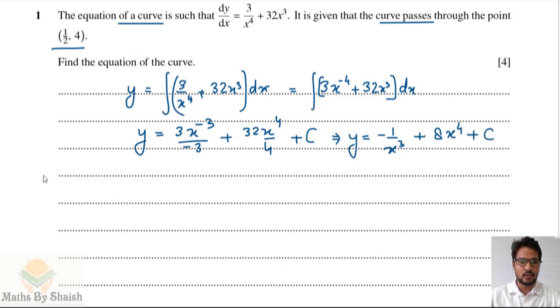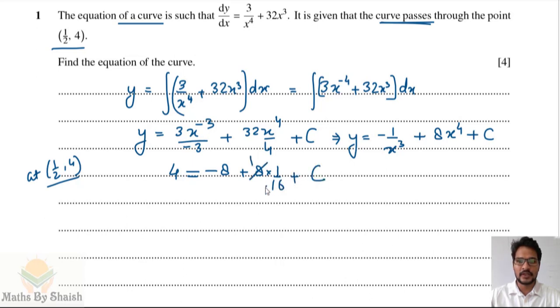And now it is given that (1/2, 4) is lying on the curve. It passes through this point. So at (1/2, 4), this will satisfy. It means y equals 4 and x equals half. So 1 upon 2 cube, that is 1 upon 8. If we divide by 1 upon 8, it's like multiplying by 8, and plus 8 times 1 upon 2 to the power 4, that is 1 upon 16, and plus c.